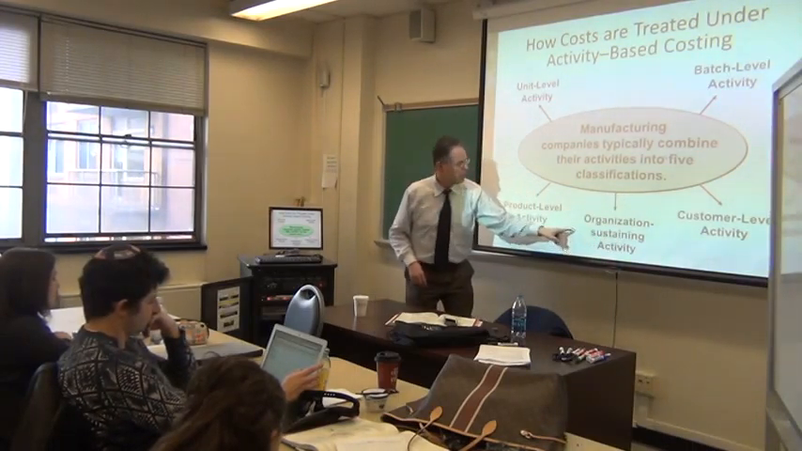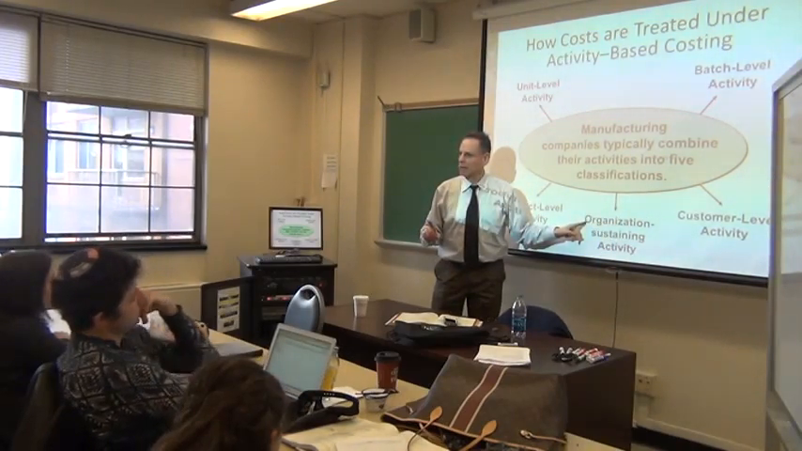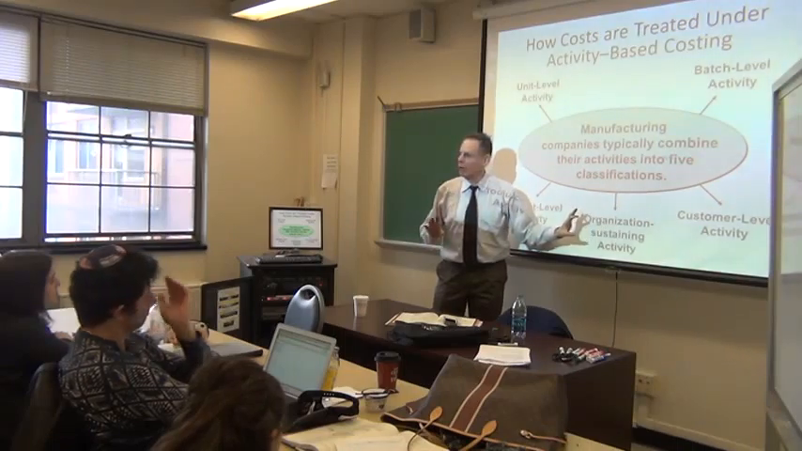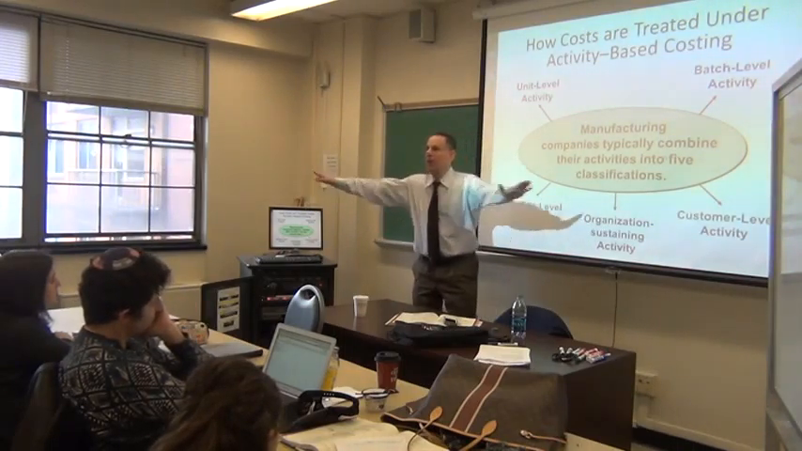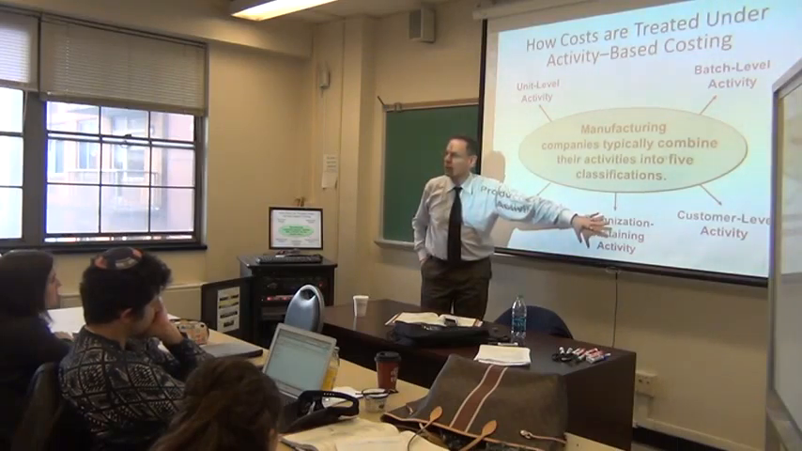This is the organization sustained. This is not going to be allocated. This is the cost that stays unallocated because you have to get rid of the whole organization to avoid these costs. So this is the pool of unallocated costs.